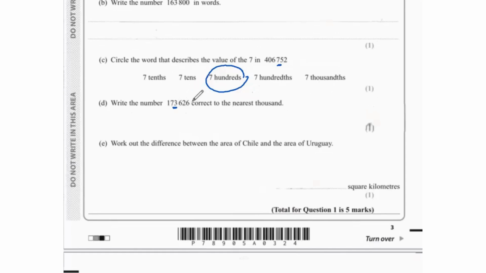Then write 173626 correct to the nearest thousand. So 3 is the thousand over here. When you're trying to round the thousands, we look at the hundreds place. The hundreds digit is 6. 6 is 5 and above, which means we will round 3 up. It becomes 174000.